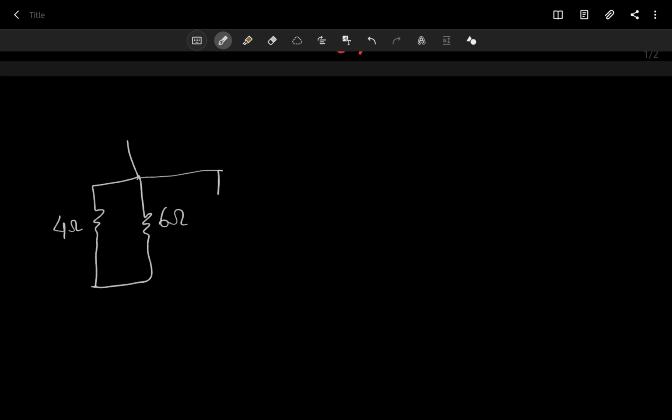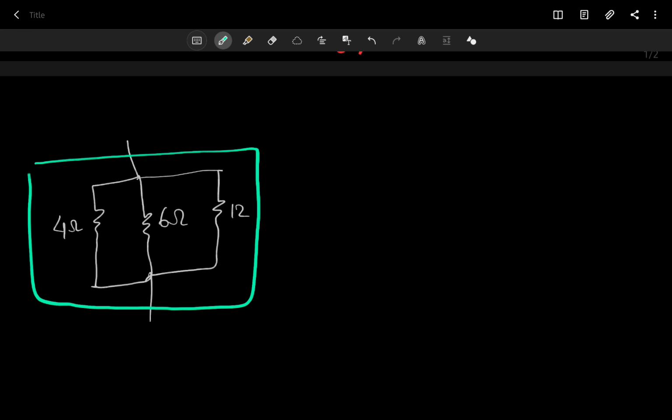So let's try it with 3 resistors this time. Say we have a 4 ohm resistor, a 6 ohm resistor, and a 12 ohm resistor. I want to replace these 3 resistors with something, so that everything outside this box will be the same as before. So the terminals V1, V2 and the current going through them will be the same.